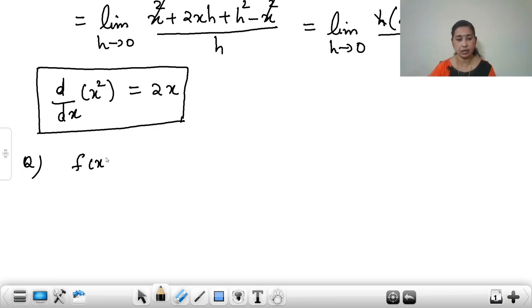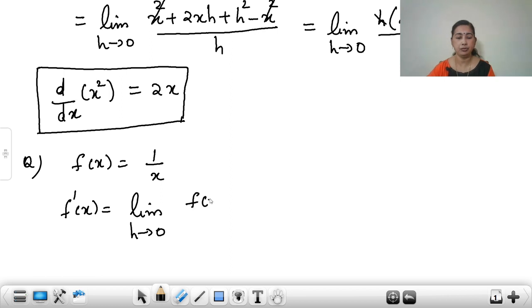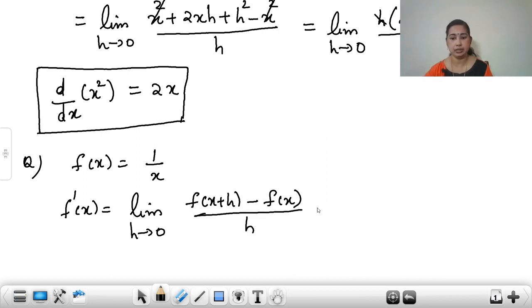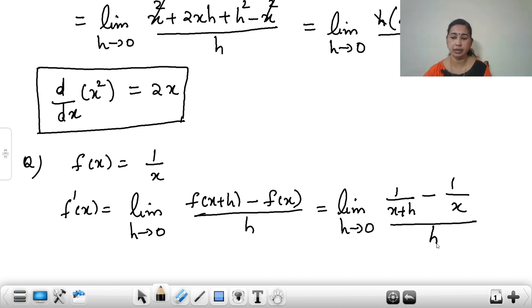f(x) = 1/x. The formula to find f'(x) is the limit as h tends to 0 of [f(x + h) - f(x)] divided by h. That is equal to the limit as h tends to 0 of, instead of f(x + h), it is 1/(x + h), minus f(x), which is 1/x, whole divided by h.